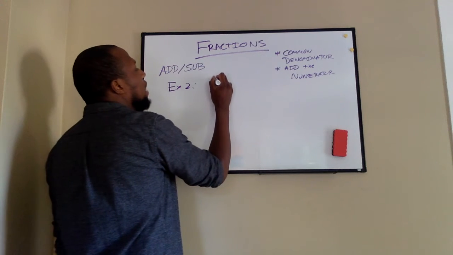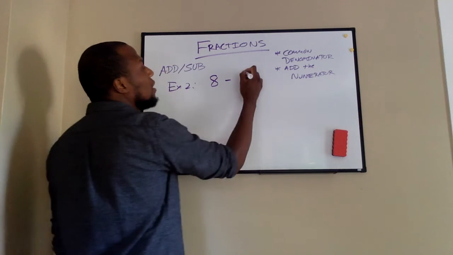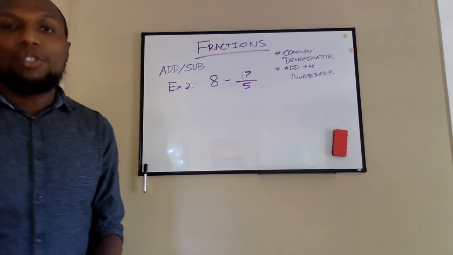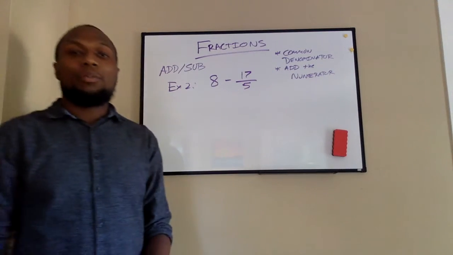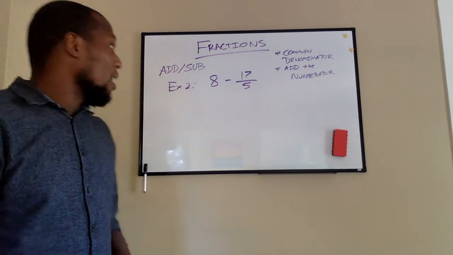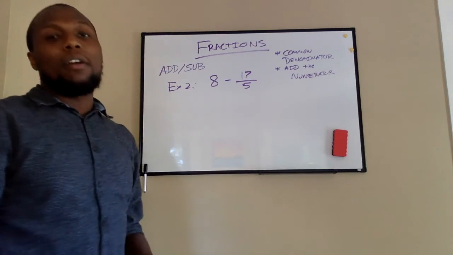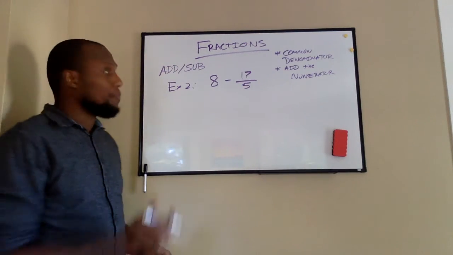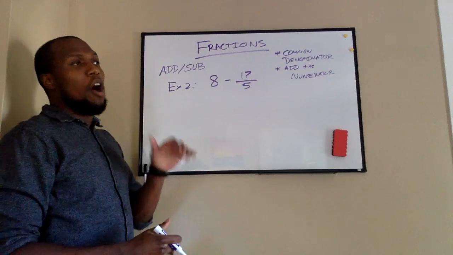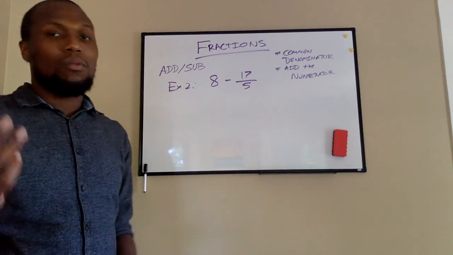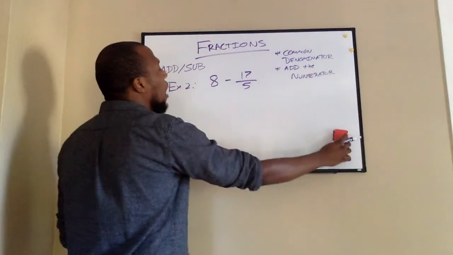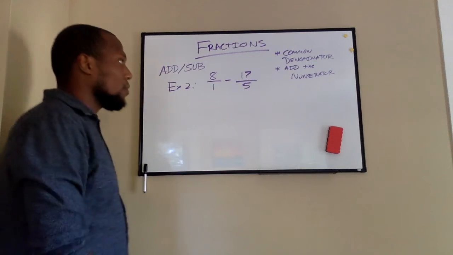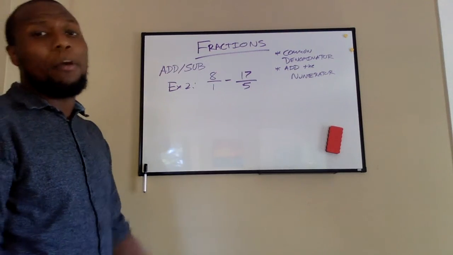So we're going to have 8 minus 17/5. A little bit trickier in this case. We have a whole number subtracting away a fraction. This whole number is really just a fraction in disguise. So what number can we put on the bottom of that to make it a fraction? Good job. It's a 1 on the bottom, so we can rewrite this as 8/1. We're just rewriting that whole number as a fraction.